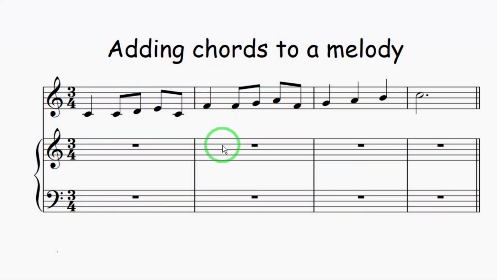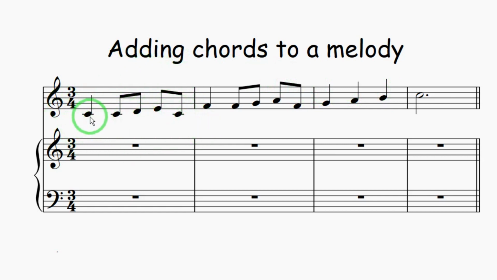First of all, we're going to add a chord for each bar. So this is one bar, another bar, another bar, another bar. To add the chords to each bar, we just need to look at what the notes are inside each bar.